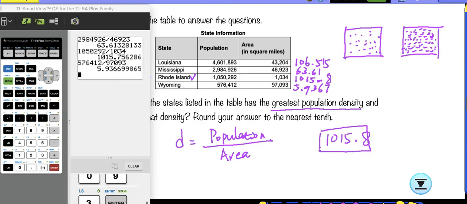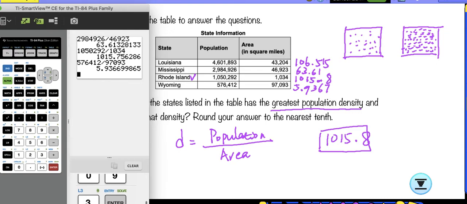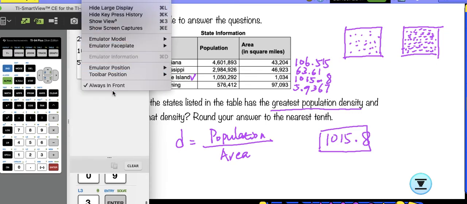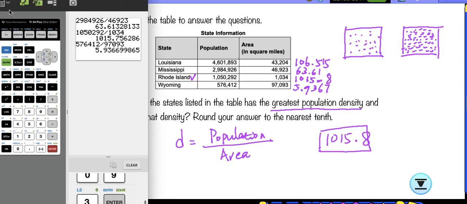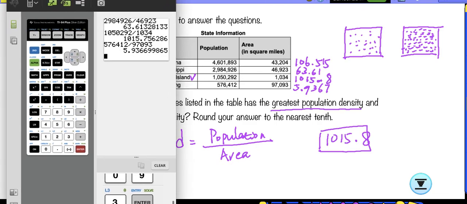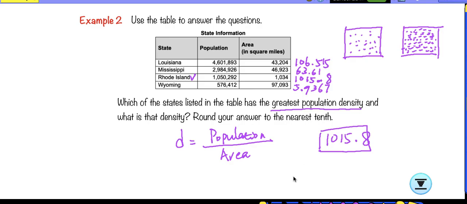Okay, so that's our answer for this one, and I hope these two examples give you a better idea for this kind of question. You can definitely search for more examples regarding population density or general density, but the idea is very similar.